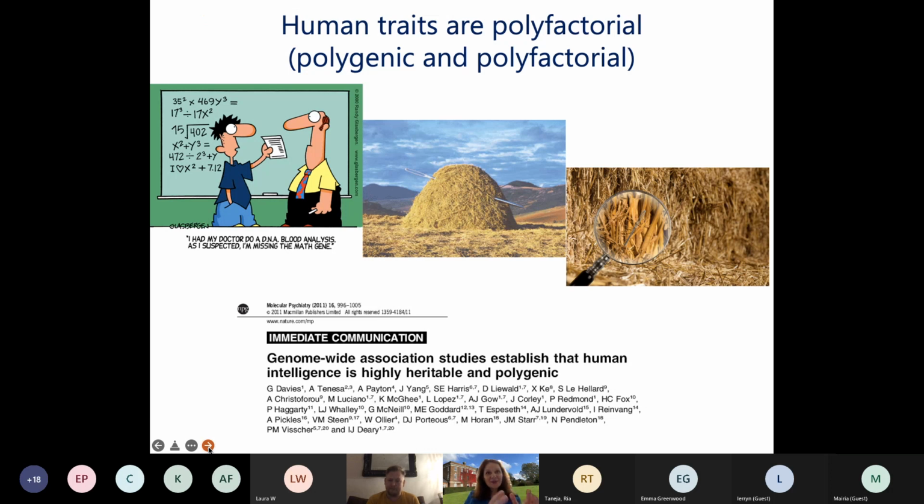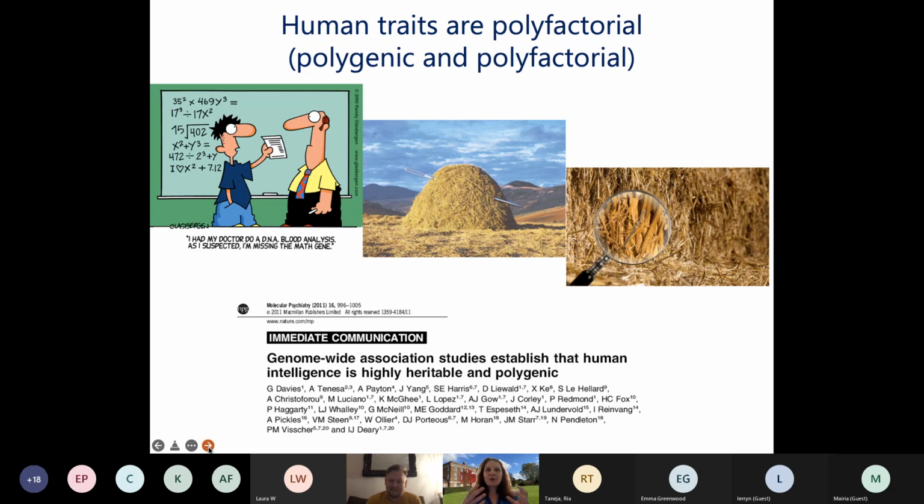But in reality, and here I'm illustrating this with a cartoon where a child goes to a teacher and says, I had my doctor do a DNA blood analysis, and as I suspected, I'm missing the math gene. Of course, it's a caricature, but many people do think about genetic effects in this categorical way. If I illustrate it with a picture of a needle in a haystack, this would be an enormous needle. But in reality, genetic effects are very, very minute. They are small. So it really is like looking for many, many needles in a haystack.